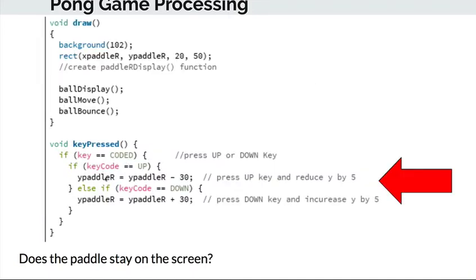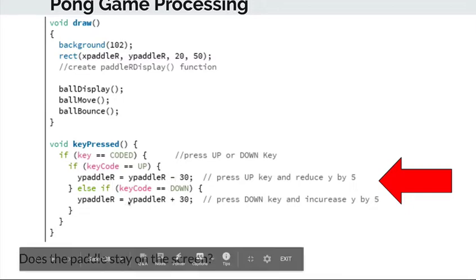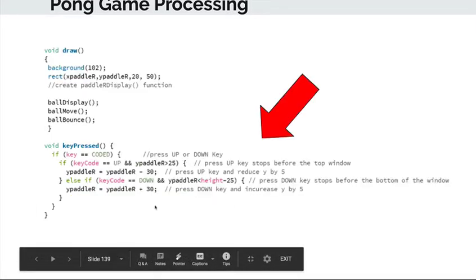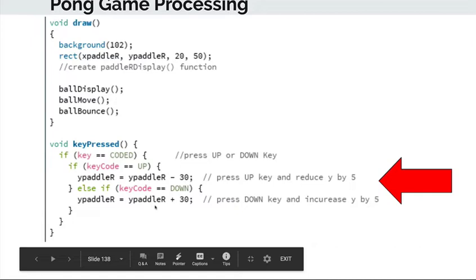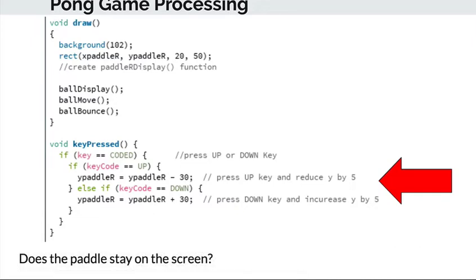Key code up, paddle minus 30, key code down, plus 30. Go ahead and do that same thing. Then we're going to see something that's going to start to happen. If you hit the key press, see what the program does. All right? Go ahead and take a minute or two to do that.